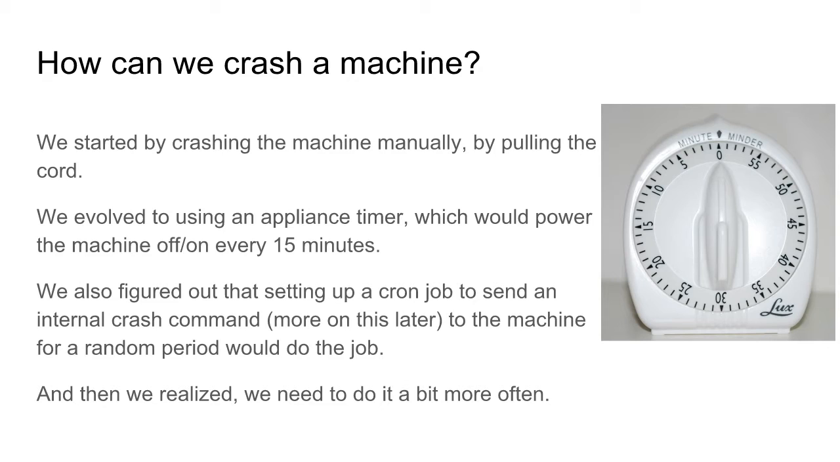But the appliance timer is not fine-grained. It's 15 minutes you have to wait before it can actually turn it back on. So you can't do these repeatedly over and over again and get quick results. Another alternative approach, which we'll discuss a little bit later, was to use an internal command to actually crash the machine, which is almost functionally equivalent to a power cycle. And then I was able to set this up in a cron job so we can run this internal command, so everything's running on that machine. So that was another approach.